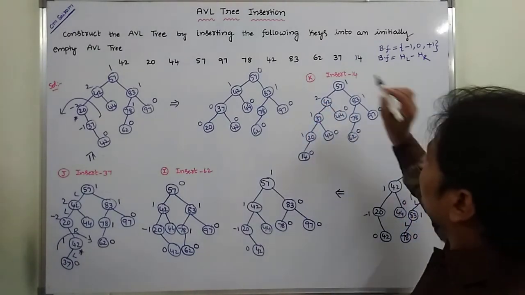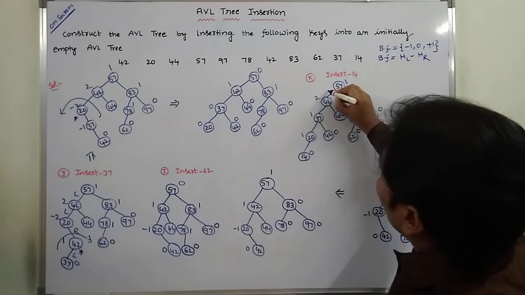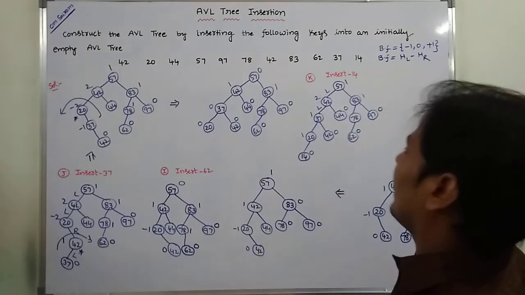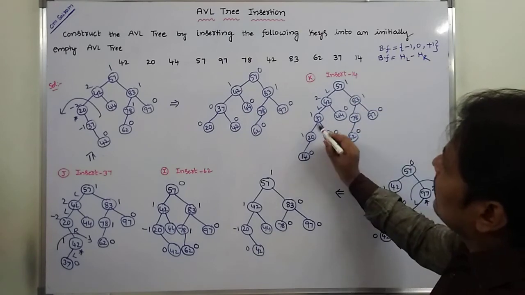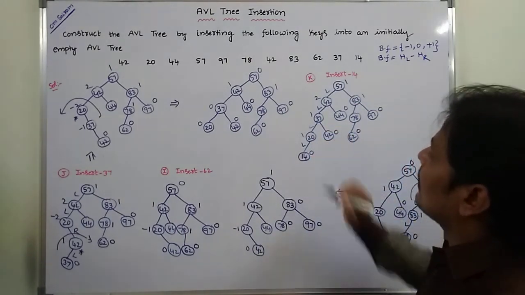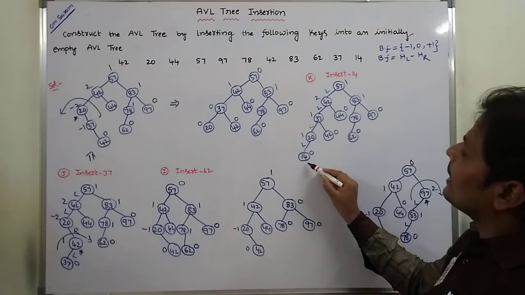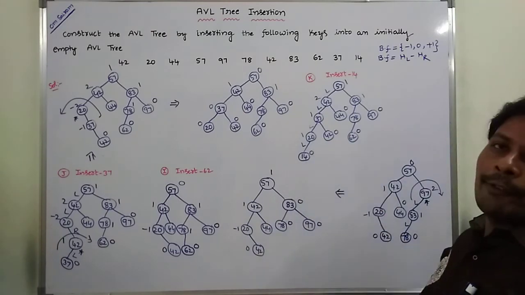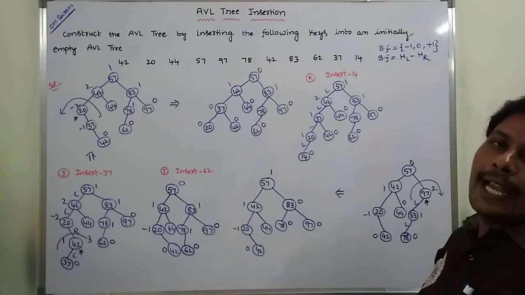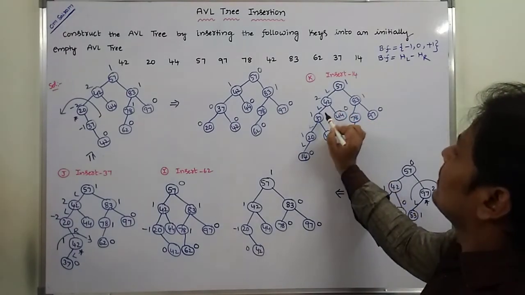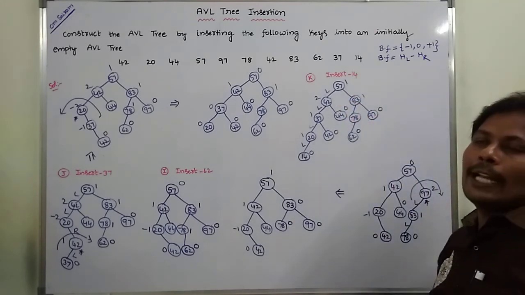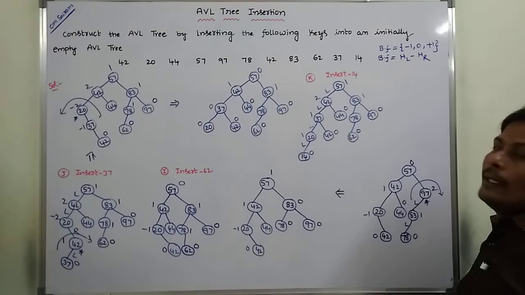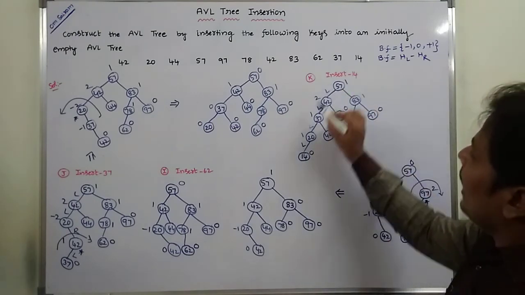Okay. So now this is left, this is also left. Okay, we are performing left rotation. This is also L and this is also L. Okay, 14 is inserted at the left hand side of 20, 20 is inserted at the left hand side of 37, 37 is inserted at the left hand side of 42 and 42 is inserted at the left hand side of 57. Now 4 L's are there.